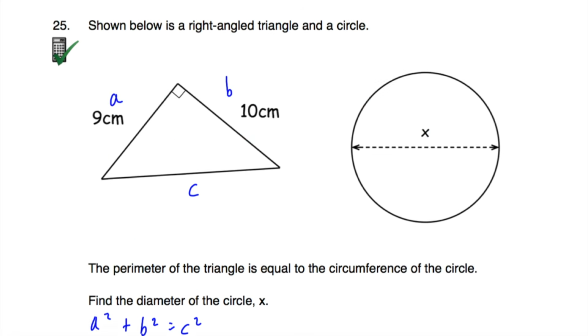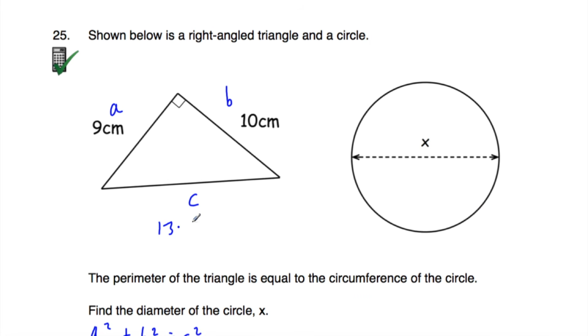So let's write it beside it. We've got the length of this side, A, which is 9 centimeters. We've got the length of B, which is 10 centimeters, and we've got the length of C, which is 13.4536241, and so on, centimeters. Now we want to find the perimeter of the triangle. If we add those values together, we'll find the perimeter of the triangle.